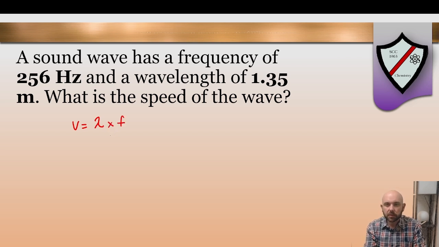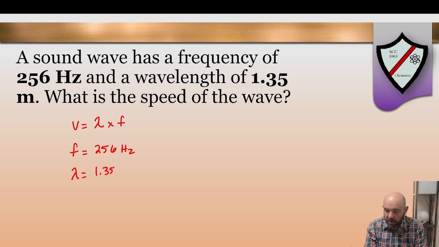So we're going to read the problem and see if we can figure out what the frequency and the wavelength are. We see that is pretty easily spelled out for us in this problem. A frequency of 256 hertz, 256 waves per second. And we're also told the wavelength: each of these waves is 1.35 meters in length. So the wavelength is 1.35 meters. To figure out the wave speed, we're going to multiply that frequency by that wavelength.